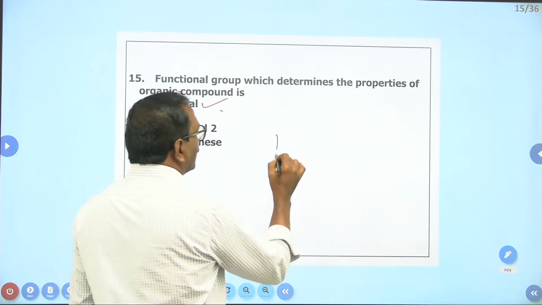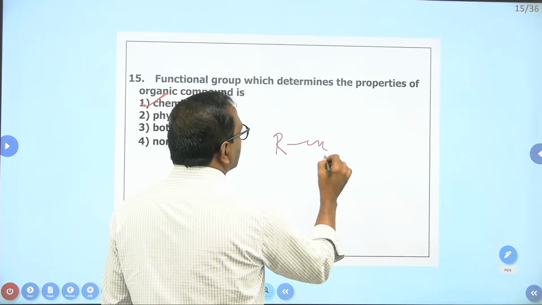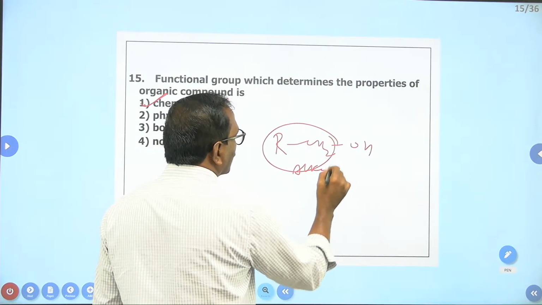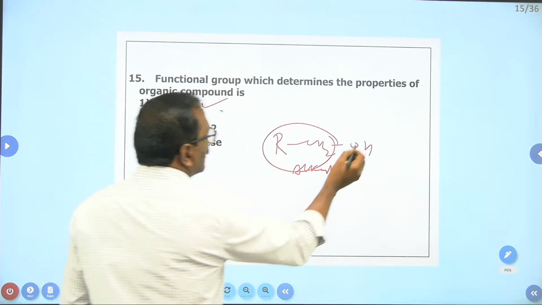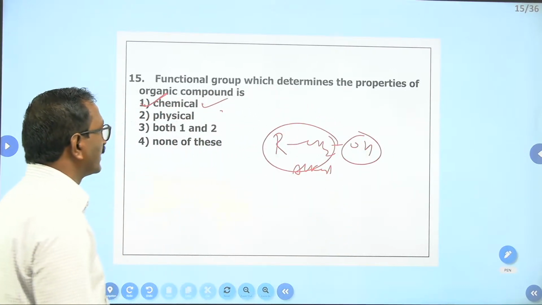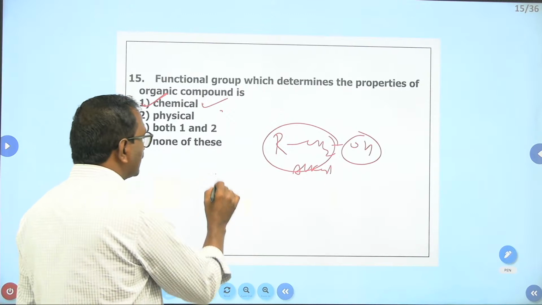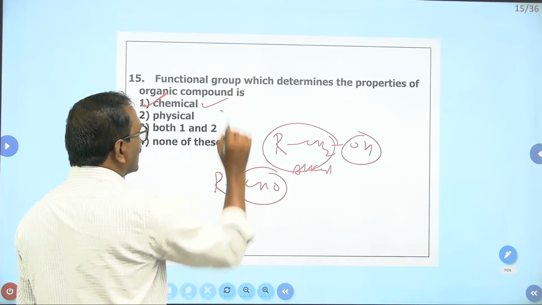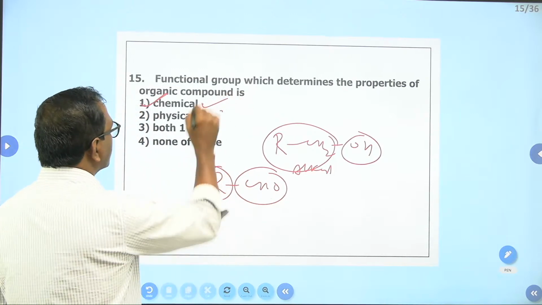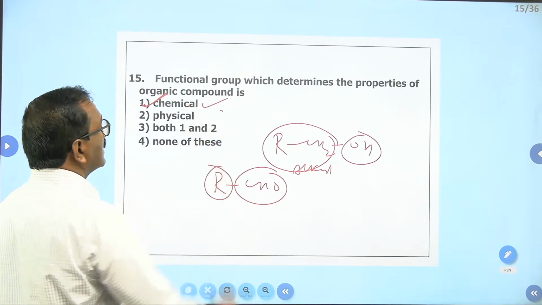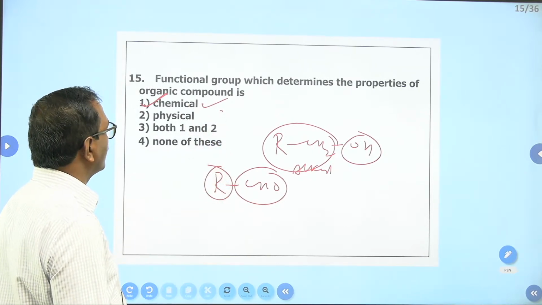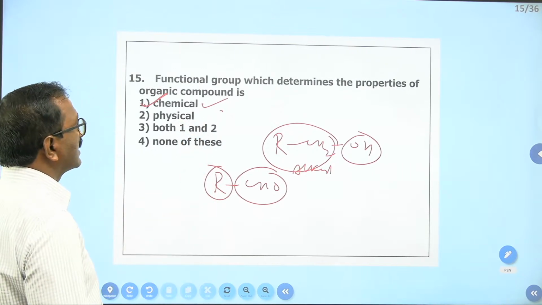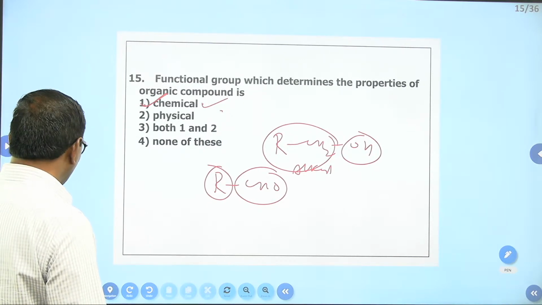Generally, suppose you consider R-CH2-OH. This is called an alkyl group. The alkyl group decides the physical properties, and the functional group decides the chemical properties. Same answer in the case of the aldehyde functional group: this CHO group decides the chemical properties, and the alkyl group decides the physical properties. But the question is, the functional group which determines the properties of an organic compound is dash. Your answer is chemical properties. A functional group always determines the chemical properties of the respective organic compound.